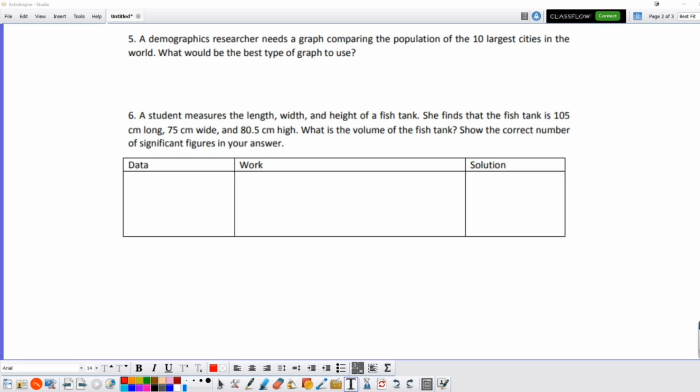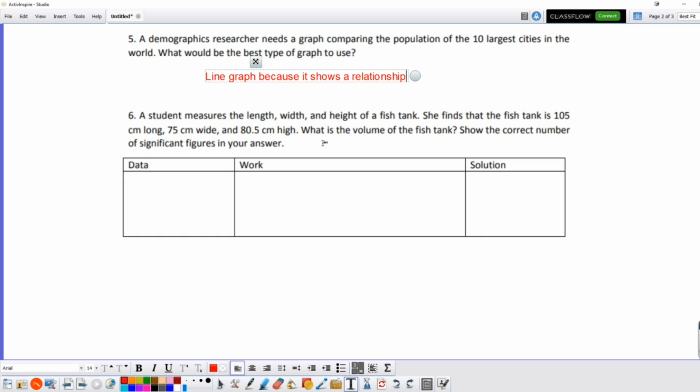Number 5 says a demographics researcher needs a graph comparing the population of the 10 largest cities in the world. What would be the best type of graph to use? Well, if you're comparing 2 different things, you're going to be using a line graph. You're showing a relationship. So a line graph, because it shows a relationship.